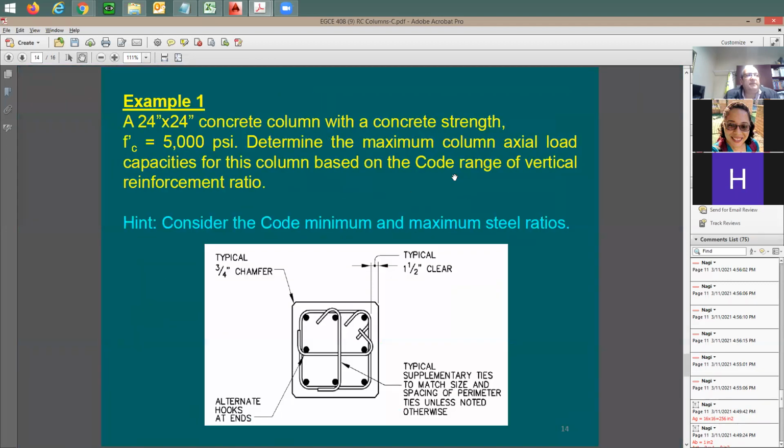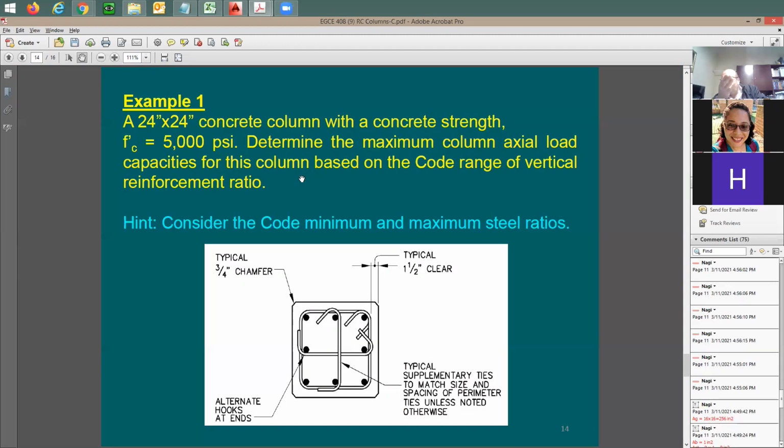All right, next example. You have a 24-inch by 24-inch concrete column. I see here that you have cross ties in all directions. I see the column typical clear distance is going to be 1.5 inch. Okay. 24 by 24, 5,000 psi concrete. It says determine the maximum column axial load capacities for the column based on the code range of vertical reinforcement ratio.